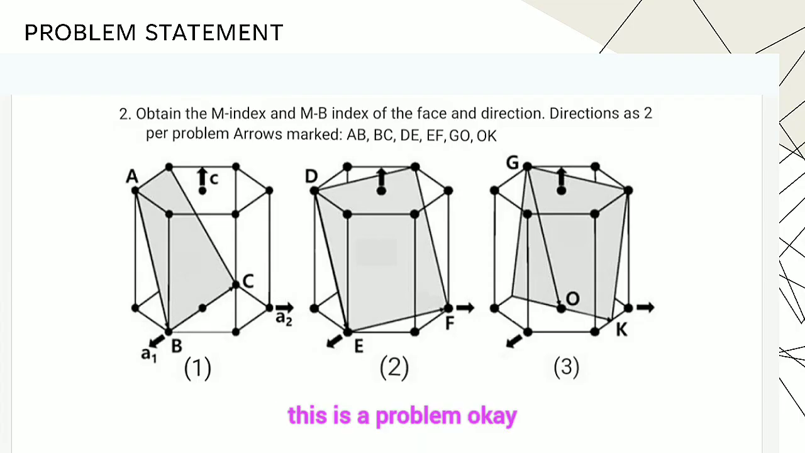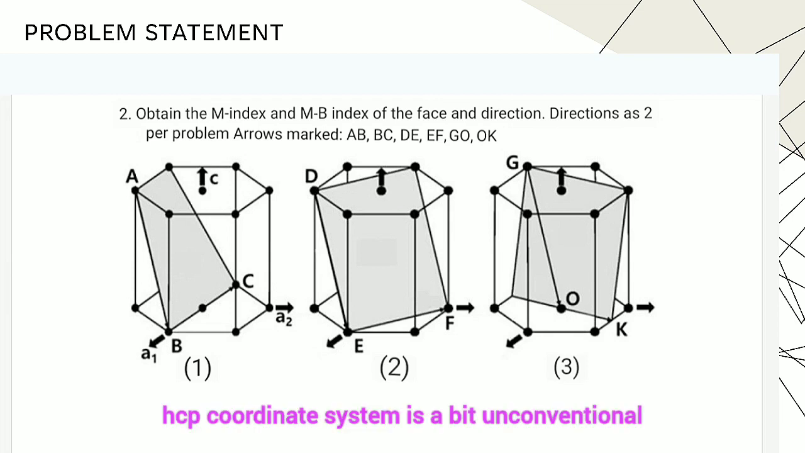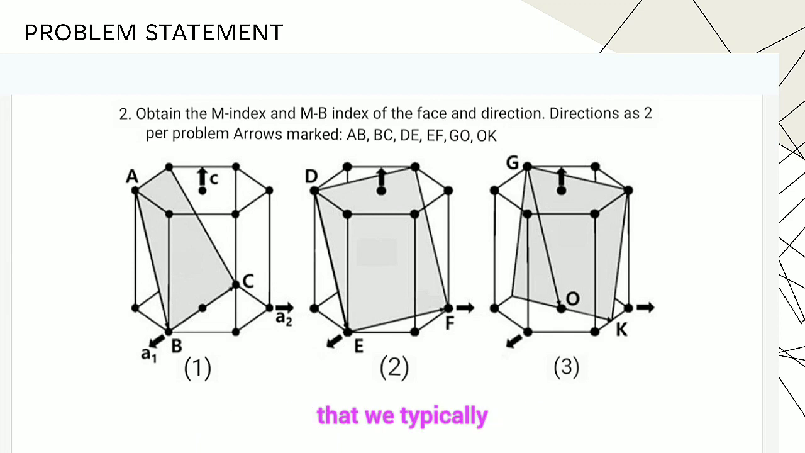This is the problem, okay, and if you are comfortable with planes and directions in HCP, then you are perfectly comfortable with cubic unit cells and their planes and directions, because the HCP coordinate system is a bit unconventional. That is not something that we typically deal with. We normally deal with cubic unit cells and the 3D coordinate system that is a bit conventional. That is why students find it easier to grasp those planes and directions.